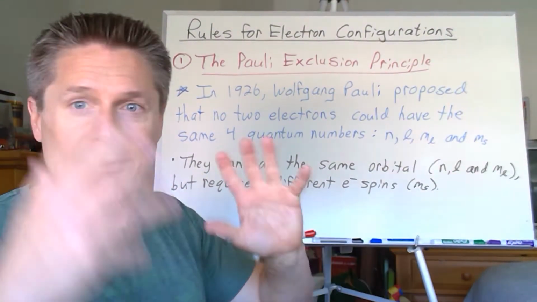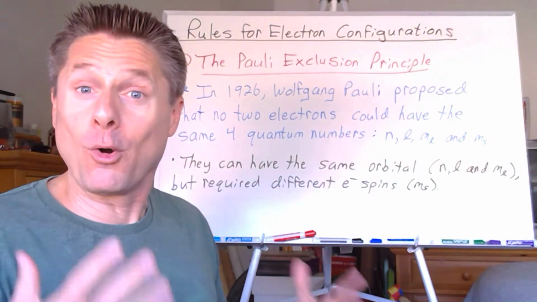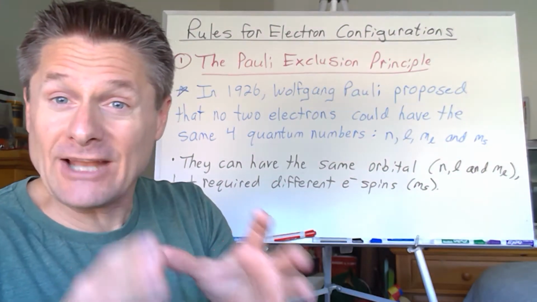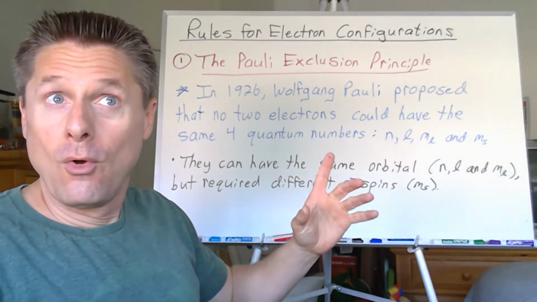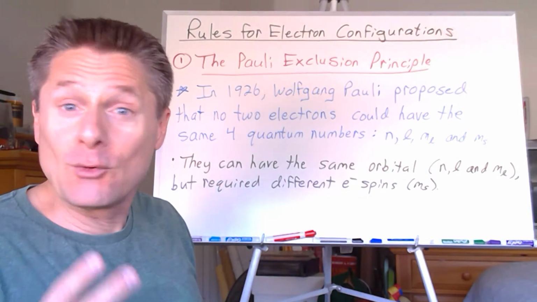We don't sit on our head. We don't do weird things like that. But in the quantum world, you can have one electron seat, that orbital, designated by n, l, and m sub l. So two electrons could share those same three quantum numbers.